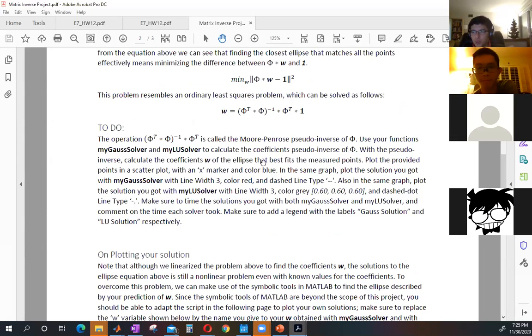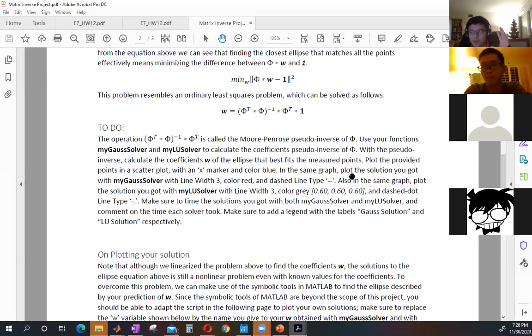So once you have the pseudo inverse, we want you to calculate W for the best ellipse. So that W basically means the best ellipse. That's the one that describes it. All right. Then we want you to plot the provided points as a scatter, we give you here the specifications. We want the markers to be X's. We want the color to be blue. The size, that's up to you. We are not specifying it.